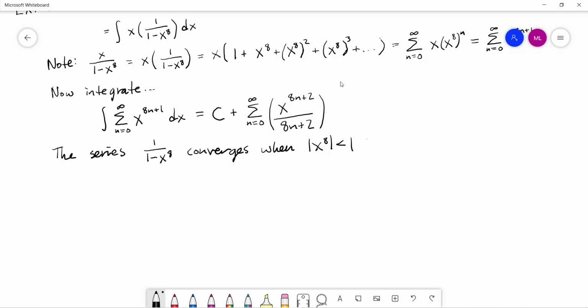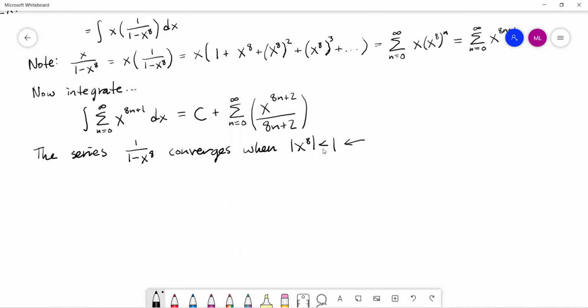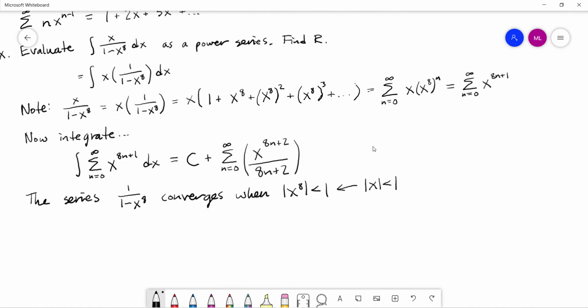This is from the geometric series, but if you think about x to the 8th, the way that works is basically if the absolute value of x to the 8th is less than 1, take your 8th root of both sides. This is the exact same thing as simply saying the absolute value of x is less than 1. Same idea. So this part converges whenever the absolute value of x is less than 1. That's the only part that we need to converge, because this piece, remember, is totally valid to move outside. We could pull that x out. So the whole thing is going to converge.